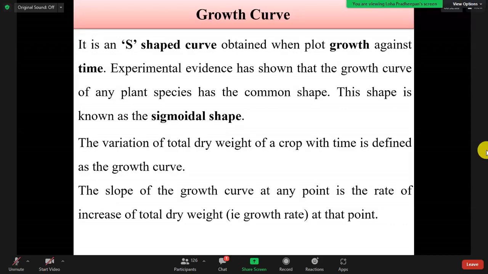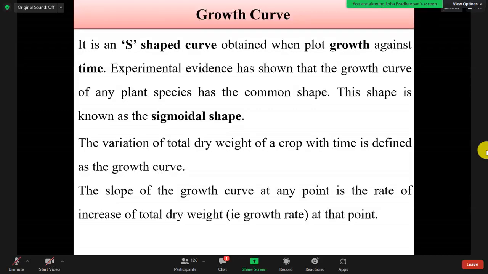So the variation of the total dry weight with time is the growth curve. Our aim is to obtain the growth curve. So at every time period we have to get the dry weight and plot the graph. And if we get the slope of the growth curve, that can express the rate of increase of the dry weight at a particular point.